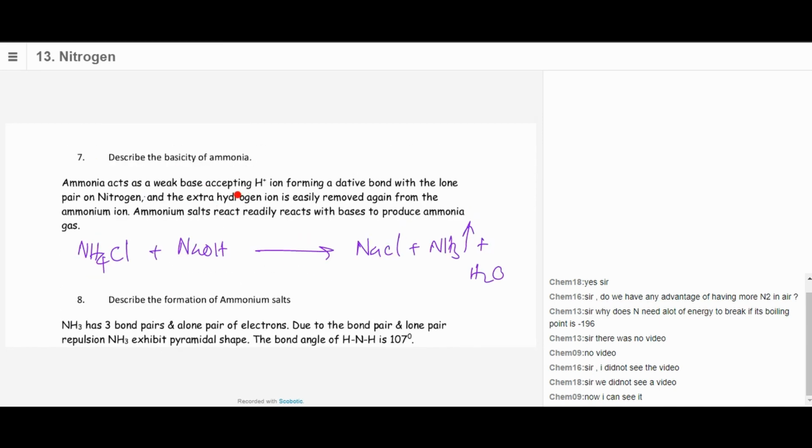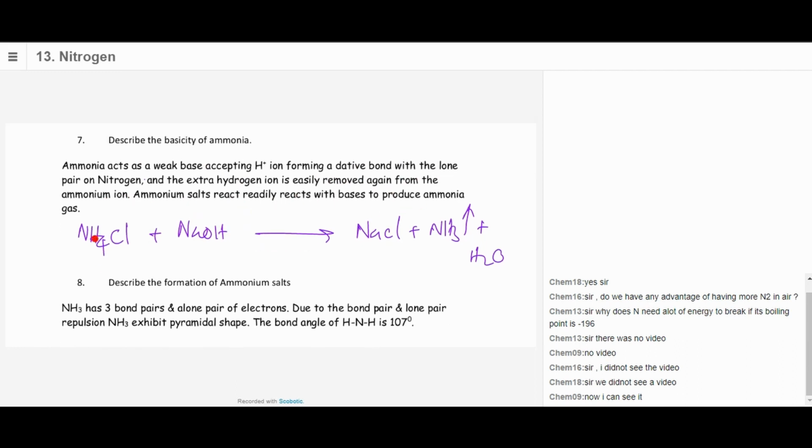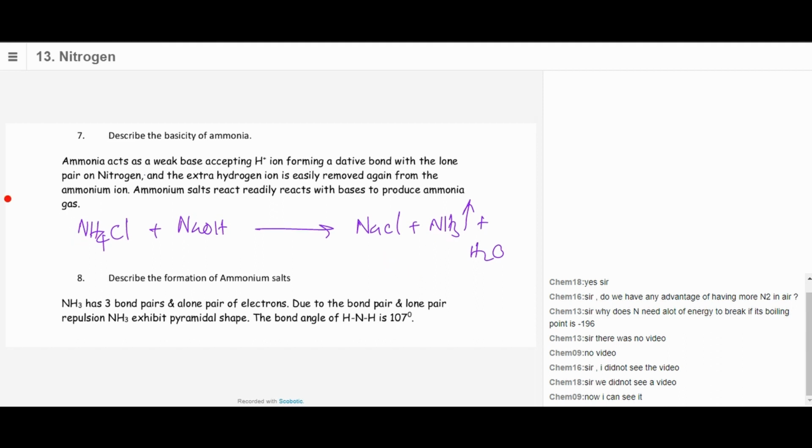So ammonia acts as a weak base, accepting H+ ions by forming a dative bond with the lone pair on nitrogen, and the extra hydrogen ion is easily removed again from the ammonium. And ammonium salts react readily with bases to produce ammonia gas. You can copy this reaction.